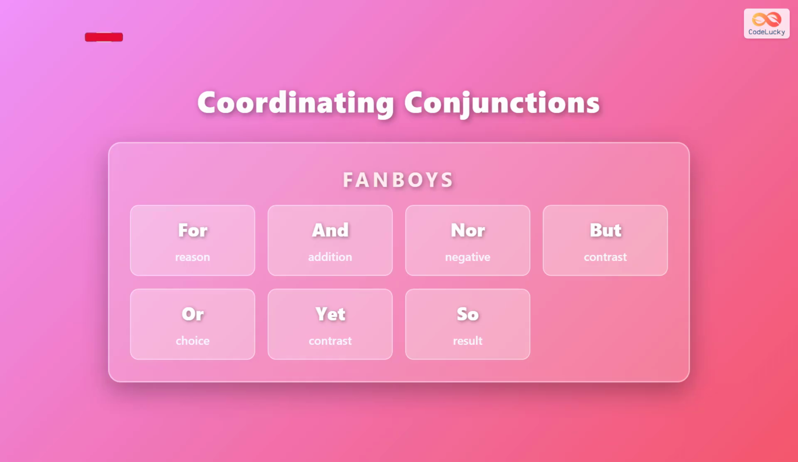Coordinating conjunctions are called FANBOYS: for, and, nor, but, or, yet, so. For shows reason, and shows addition, nor shows negative choice, but shows contrast, or shows choice. Yet shows contrast, so shows result.